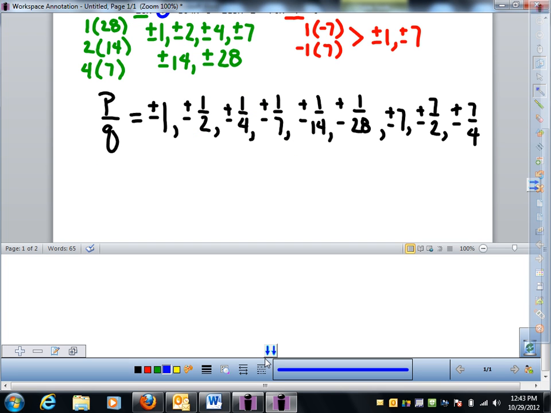All right, now to do that, how I'll set it up is I'll use something called synthetic division. Let me see if I can clean up our screen here a little bit for us.